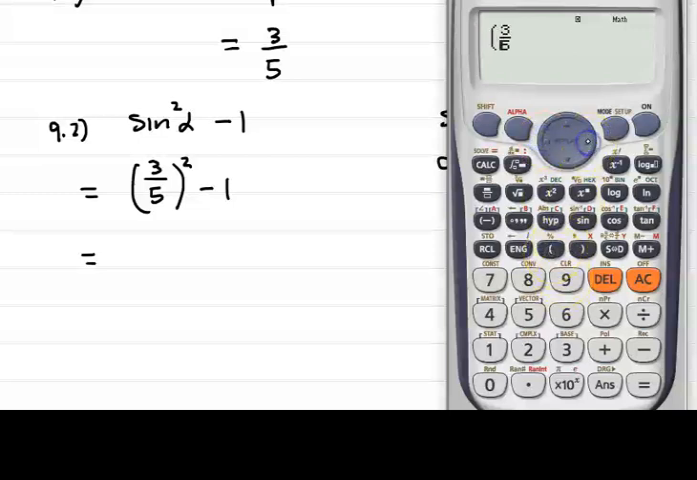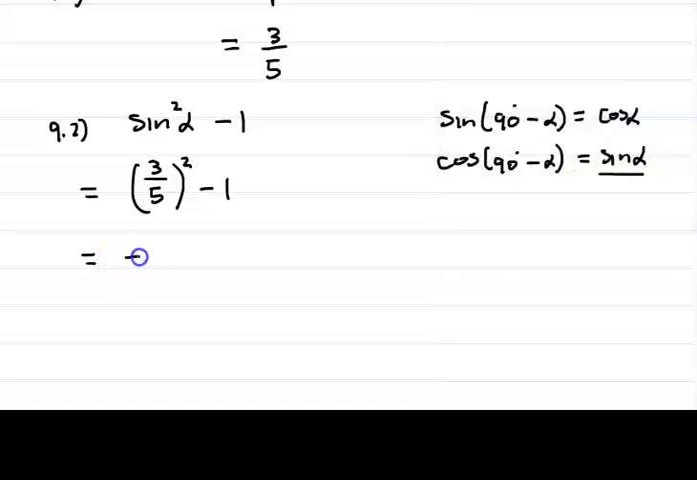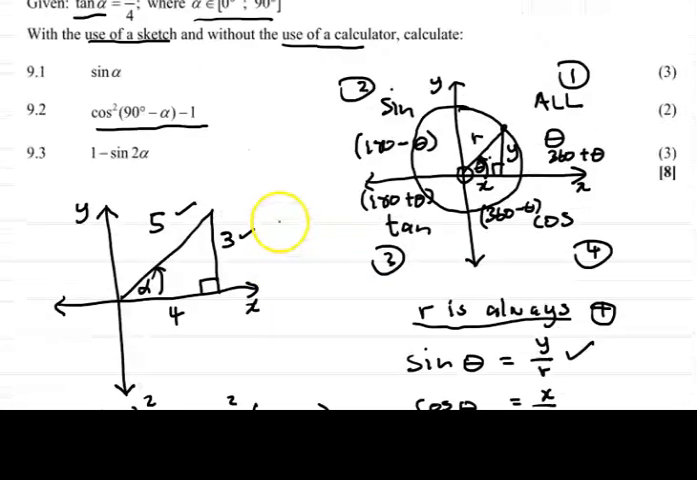3 over 5 all squared and minus 1. For exam purposes, remember that we're going to get marks for the reduction, the substitution, and the final answer. So therefore, the answer will be minus 16 over 25. And if you don't want to use the calculator, you may do it manually. It's not difficult. Let's look at the last question.